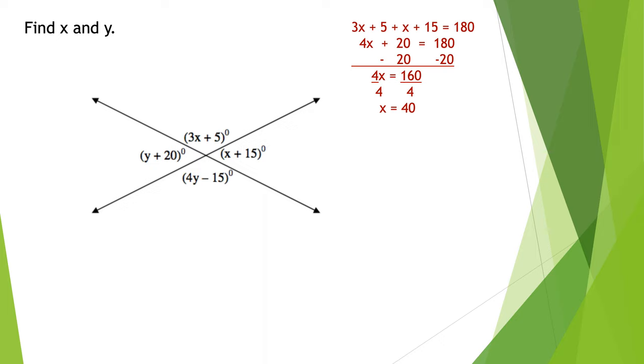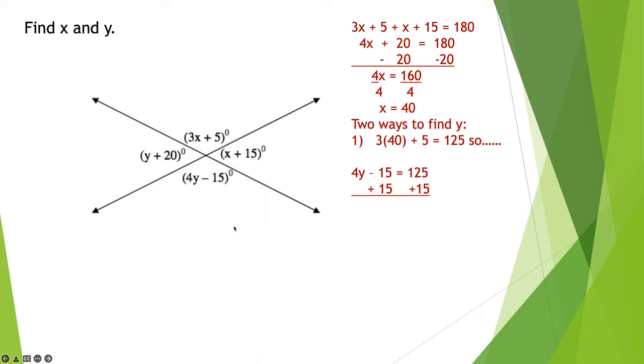Now there's really two ways to find y, okay? The first way to find y is to realize that 3 times 40 is 120, plus 5 is 125, which means that 4y minus 15, this angle at the bottom here, because it's vertical, has to equal 125. Could have also done the same thing, plugging the 40 in for x plus 15 and then gotten y plus 20 equals 55. Okay, adding the 15, 4y is 140, dividing, and I get y is 35.